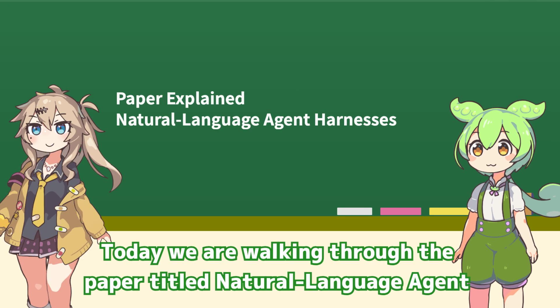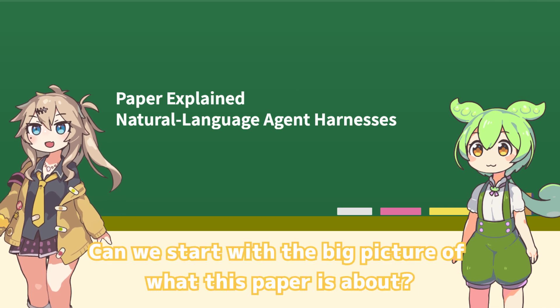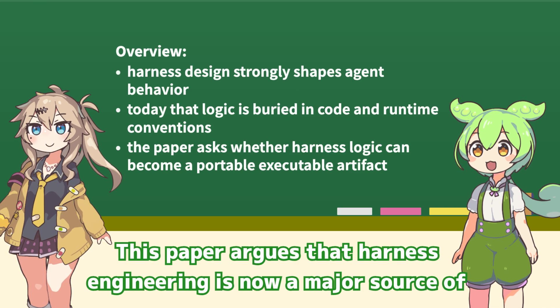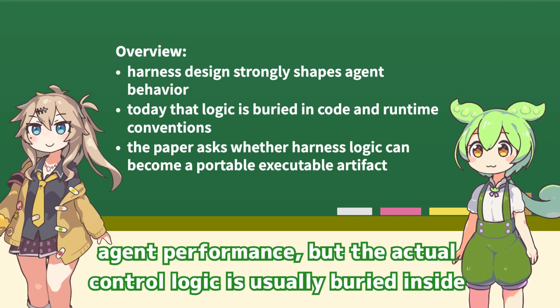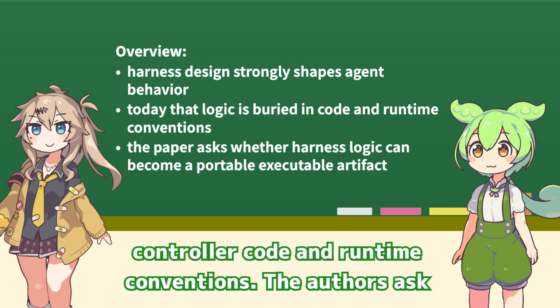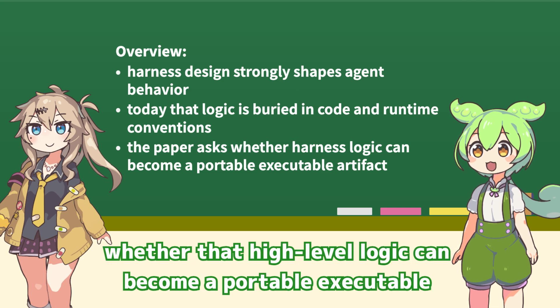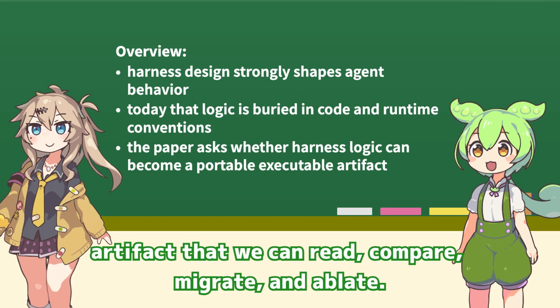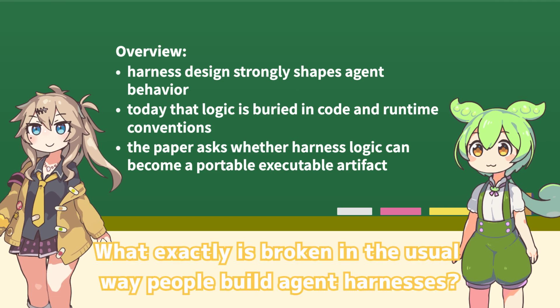Today we are walking through the paper titled Natural Language Agent Harnesses. Can we start with the big picture of what this paper is about? This paper argues that harness engineering is now a major source of agent performance, but the actual control logic is usually buried inside controller code and runtime conventions. The authors ask whether the high-level logic can become a portable executable artifact that we can read, compare, migrate, and ablate. What exactly is broken in the usual way people build agent harnesses?